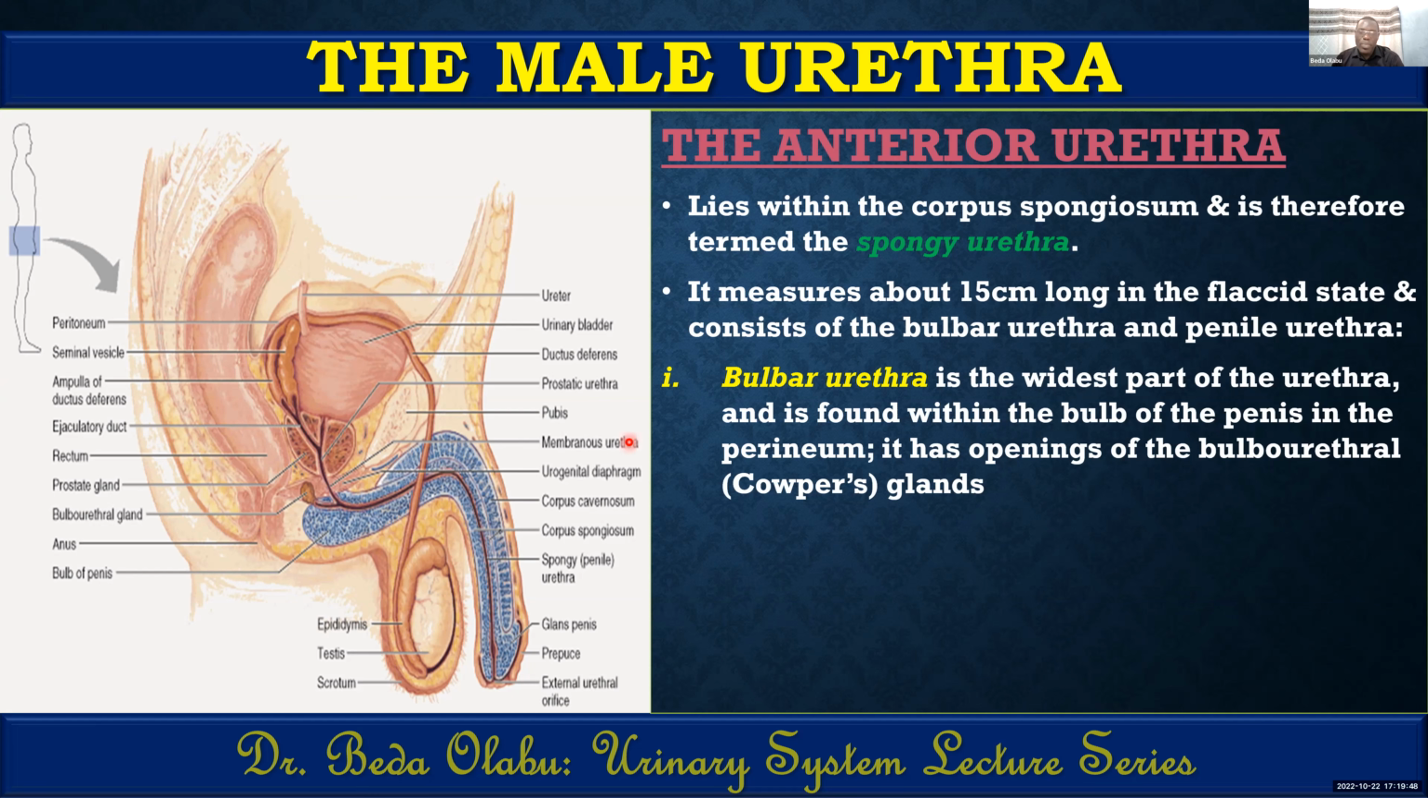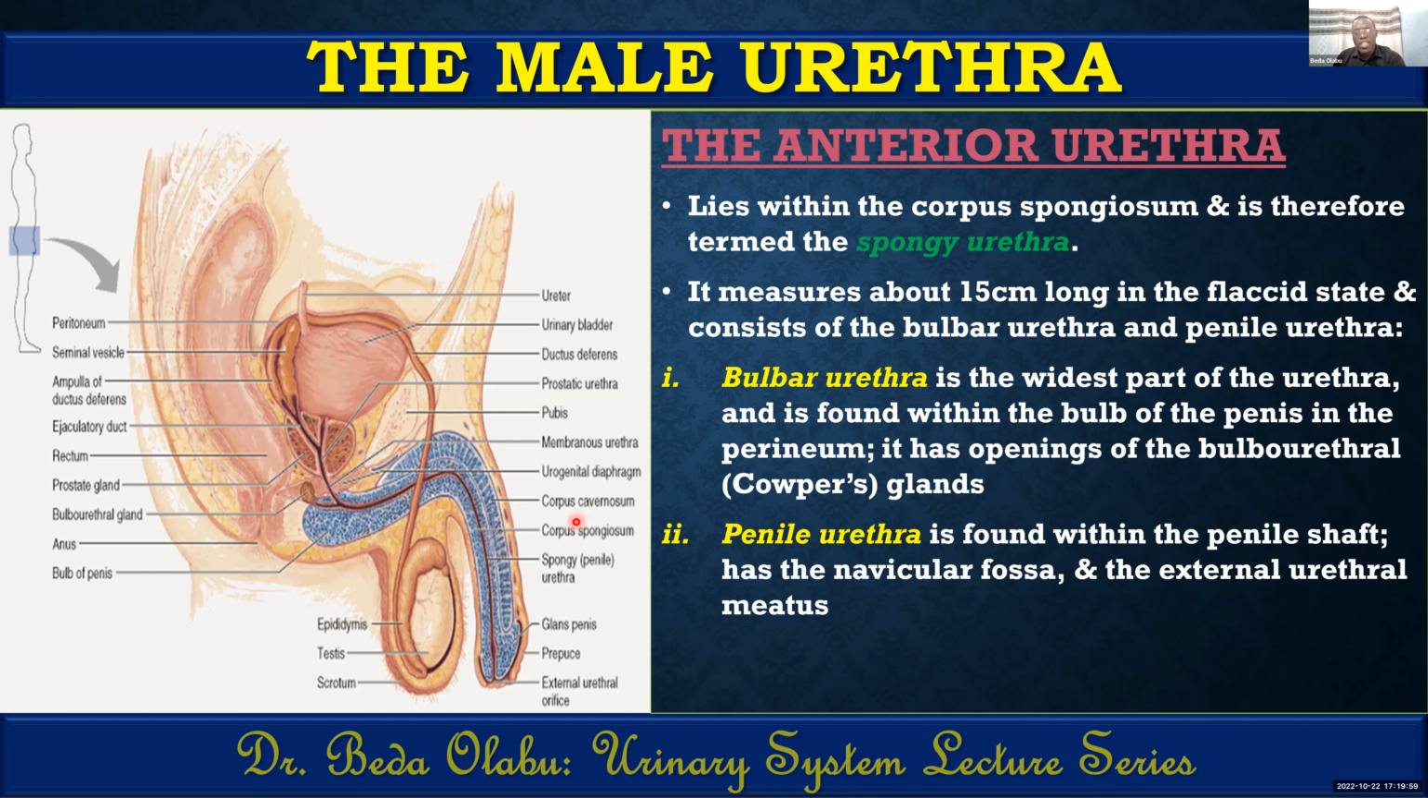It receives openings of the bulbourethral glands. So the bulbourethral glands of Cowper empty into the bulbar urethra. The penile urethra, on the other hand, is found at the shaft of the penis, which is still within the corpus spongiosum. Towards its termination within the glans, the penile urethra is slightly dilated in a region we call the navicular fossa, just before it opens.